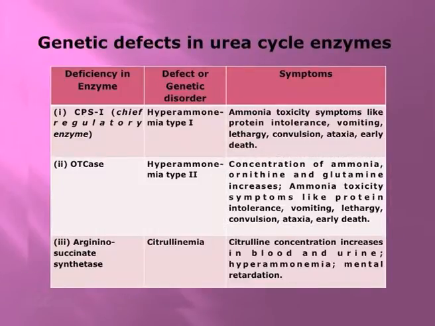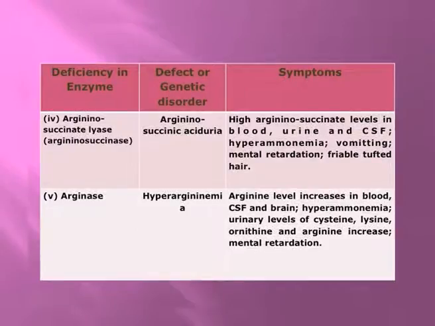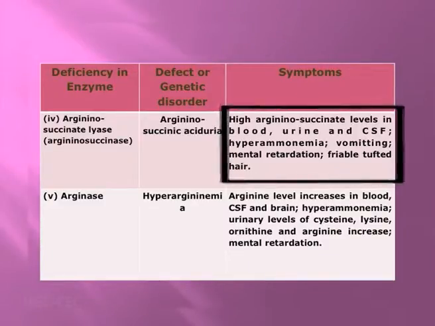The third enzyme, which is argininosuccinate synthetase, if deficient, leads to citrullinemia, that is increase in citrulline concentration in blood and urine, hyperammonemia and mental retardation. The fourth enzyme is argininosuccinate lyase, and if deficient, results in argininosuccinic aciduria. The symptoms include argininosuccinate level increase in blood, urine and cerebrospinal fluid, vomiting, mental retardation, etc.